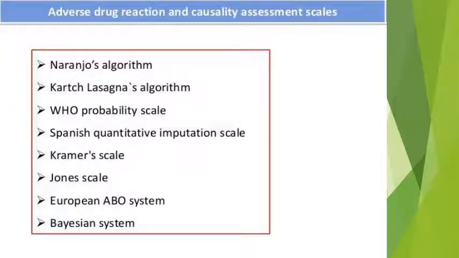Now, how do you assess whether a patient is actually suffering from an ADR, or whether it is just a side effect, or just the pharmacological effect of the drug? Now this is a very tricky area. There are many scales or algorithms which have been introduced to help you in this scenario. For example, the first one is the Naranjo's algorithm, then Karch-Lasagna's algorithm, the WHO probability scale, and so on. The most important and the most commonly used one is the Naranjo's.